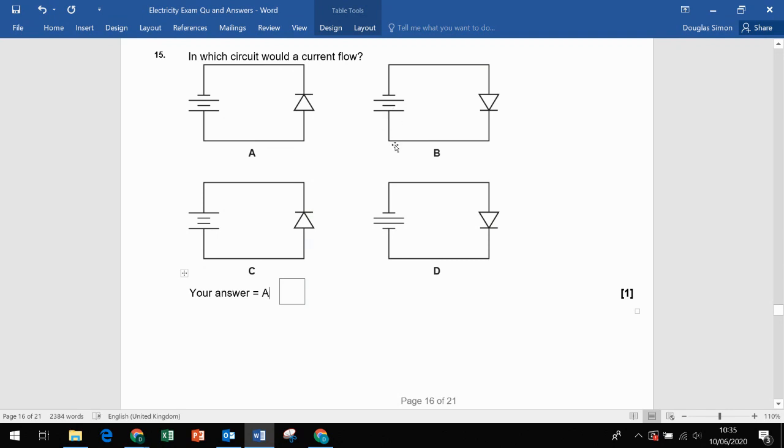It can't be B because electricity would flow this way and get stopped by the line. It can't be C because these batteries here are negative to negative. So the batteries will cancel out. And indeed, the batteries here will cancel out as well. So they won't flow.